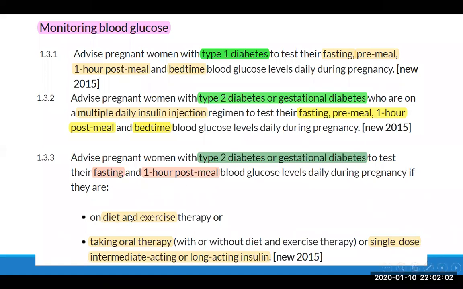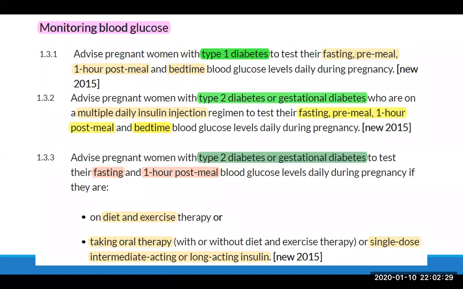If the patient is already on diet and exercise only, or taking oral therapy, or taking basal insulin therapy only, in this scenario we check fasting and 1 hour post-meal. And this is very important because some questions asked about this: when to check blood sugar for a patient already on metformin. This needs 4 times daily, fasting and 1 hour post-meal.